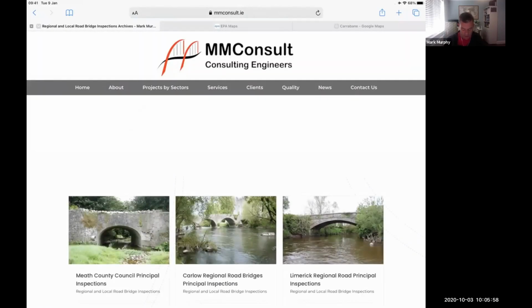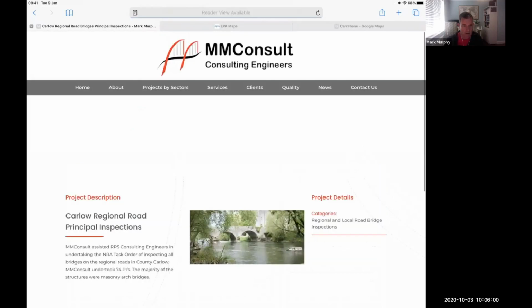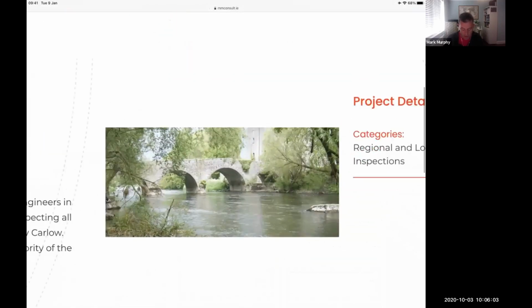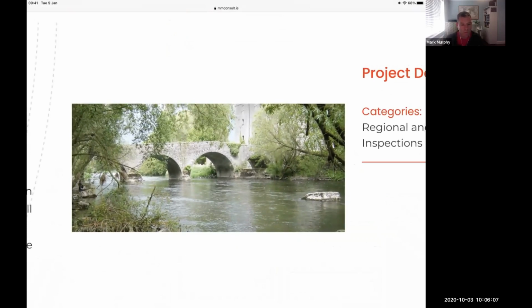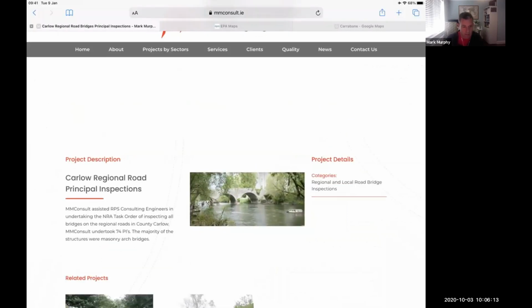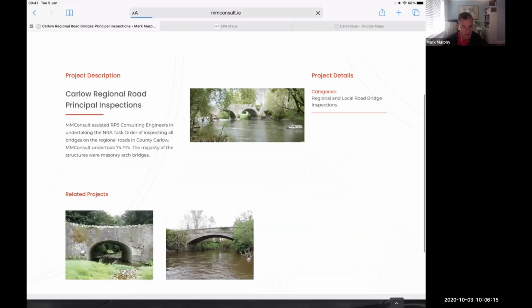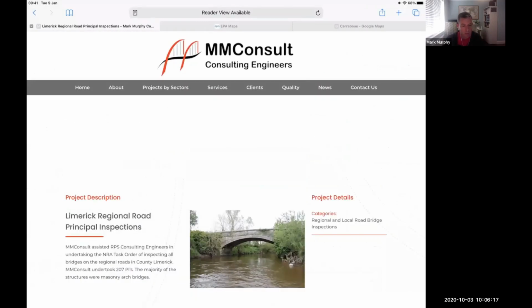For example, this bridge here is in Carlow. It's a very nice bridge. I don't know if I can zoom in, I can a little bit. The majority of bridges in Ireland are masonry arch bridges. So we'd go out, put on our waders, and inspect all the different elements of the bridge. We do a report, and here's another nice bridge in Carlow as well. We then deliver our reports to the council and decide whether or not the bridge needs repair work.